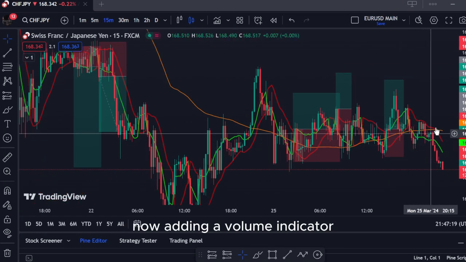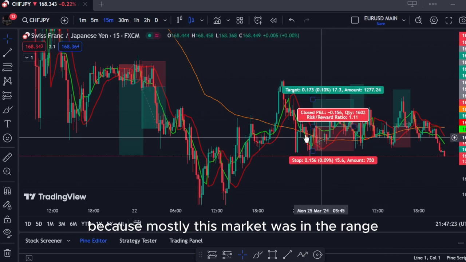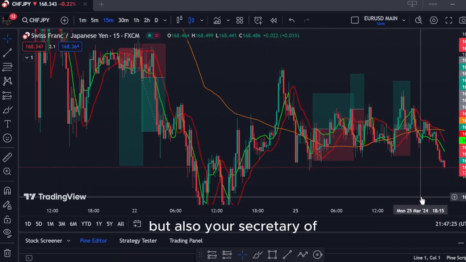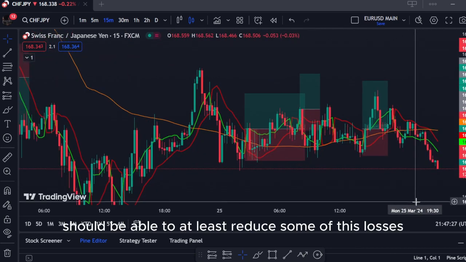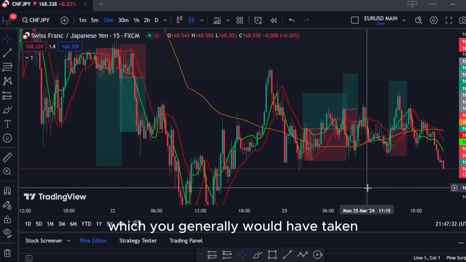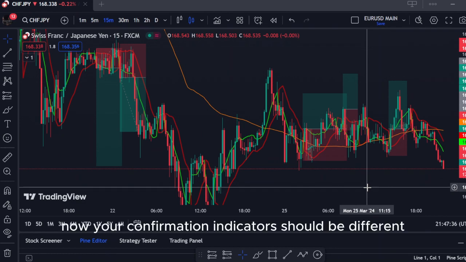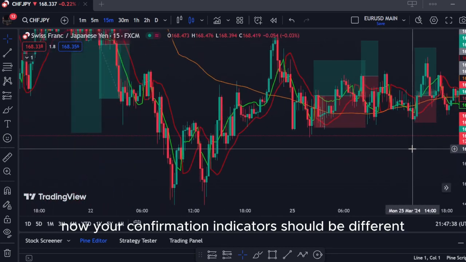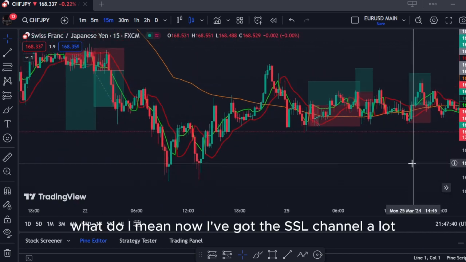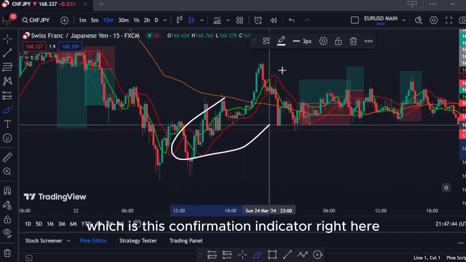Now, adding a volume indicator should help you reduce some of these losses, because mostly this market was in a range, but also your secondary confirmation indicator should be able to at least reduce some of these losses, which you generally would have taken if you were not looking at any other confirmation indicators. Now, your confirmation indicators should be different. What do I mean? Now, I've got the SSL channel alert, which is this confirmation indicator right here.